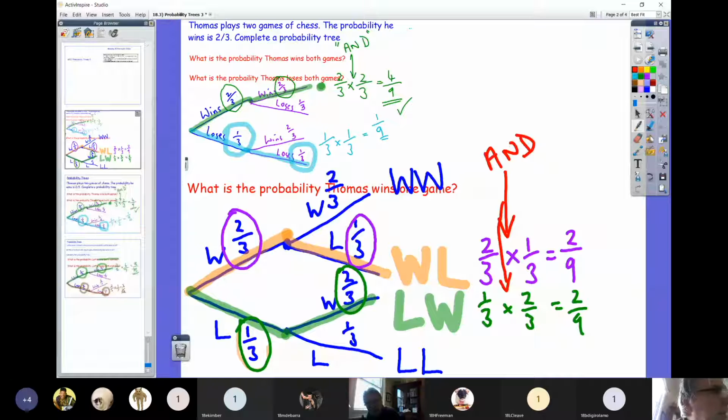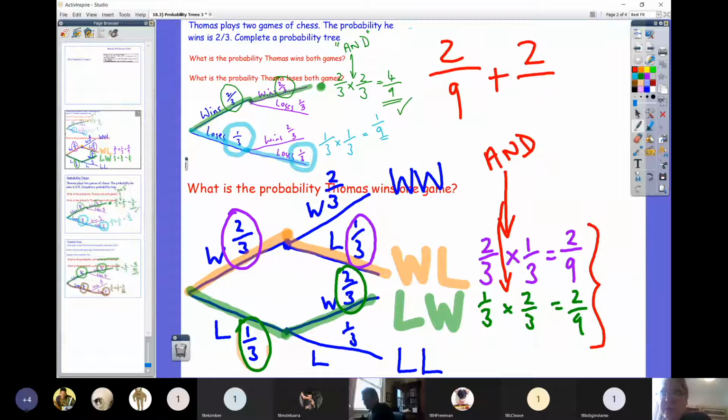However, to answer today's question, we need him to win one game. Now, I don't care whether he wins and loses or he loses then wins. When it's an or situation, you add the probabilities because the likelihood of it happening is greater. So to answer this question that he wins one game, we've got to add these 2 probabilities together. So we've got to do 2/9 add 2/9, which is 4/9. So our final answer would be 4/9.